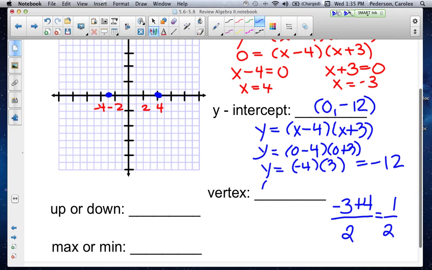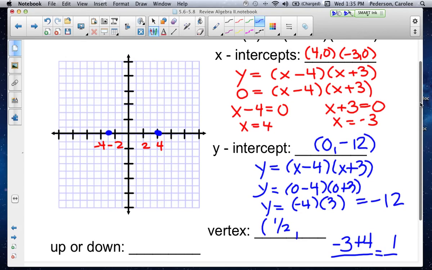So there's half of your answer. That's your x value. So the axis of symmetry is going to be right through 1/2. And then your x value of the vertex is also going to be at 1/2. How do you find the y value of the vertex?